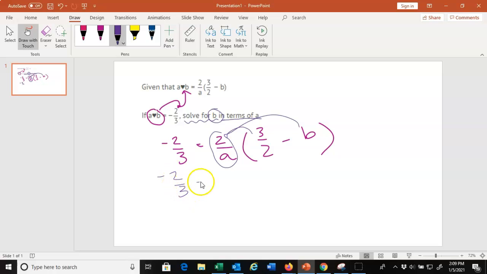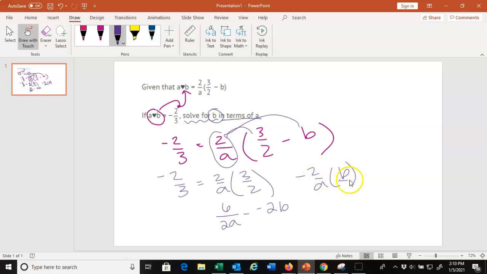And of course, I'm going to run out of room because I write humongously. 3 over 2. Okay. Now we just have to do our math here. We have to multiply. So 2 times 3 is 6. 2 times A is 2A. And then negative 2B. 2 times B is 2B. And A times 1 is A. We have negative 2/3 over here.